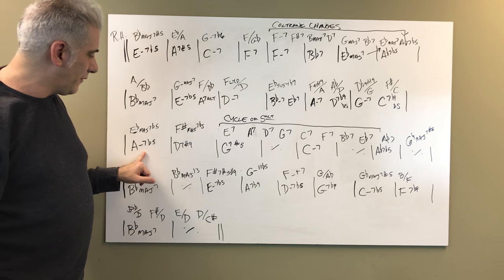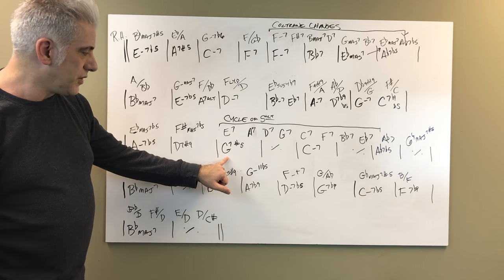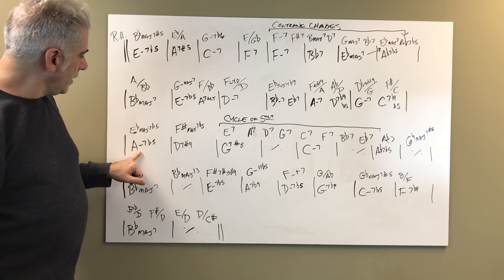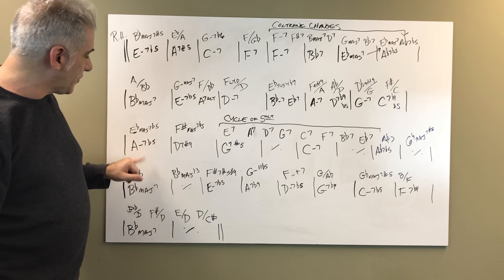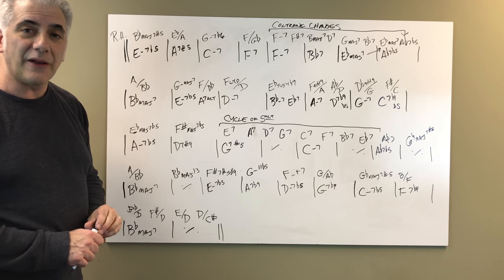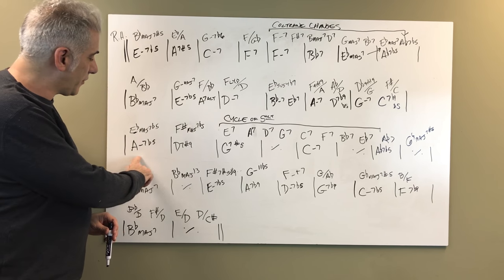This is our minor 2-5-1 that goes to G7. But over this, I'm using E flat major 7 flat 5. Once again, I'm substituting a chord based on the flat 5, which is a chord tone of the A minor 7 flat 5.